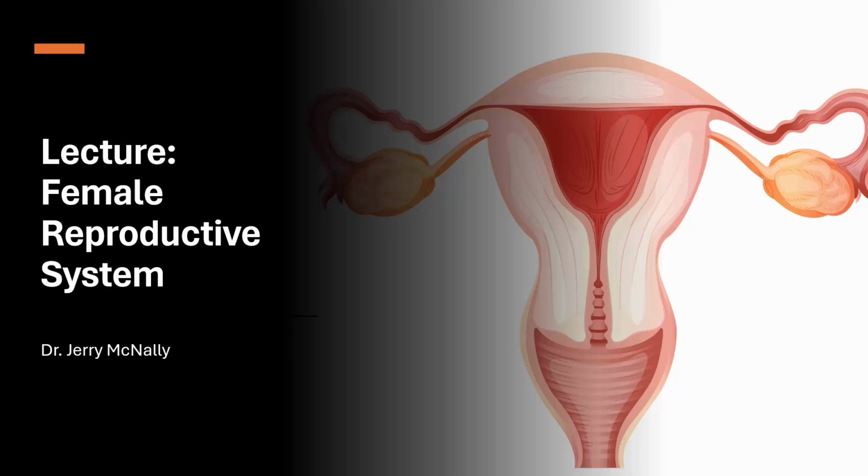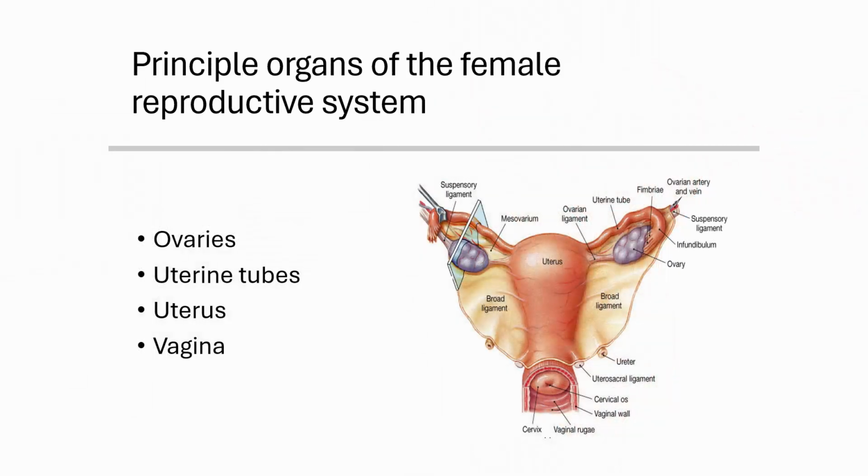In this lecture, we're going to take a look at the female reproductive system. Principal organs of the female reproductive system are going to be the ovaries, the uterine tubes, which are also called fallopian tubes. They're also called oviducts, but fallopian tubes are probably the more common term for these. Yeah, the newer books are calling them uterine tubes or oviducts. Next we have the uterus and the vagina.